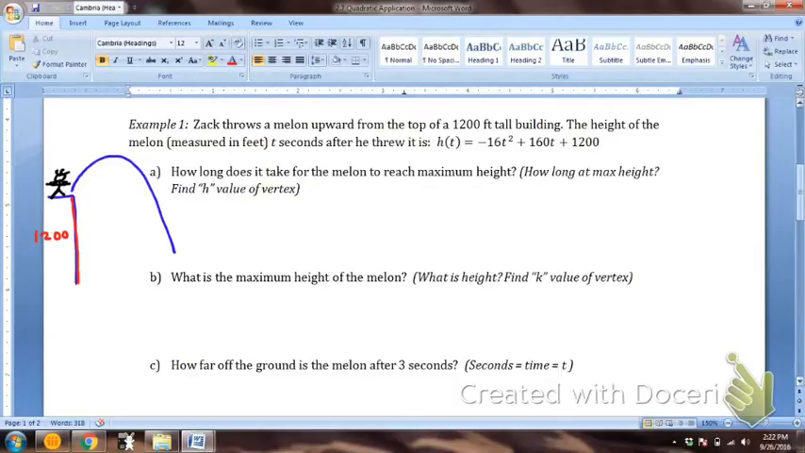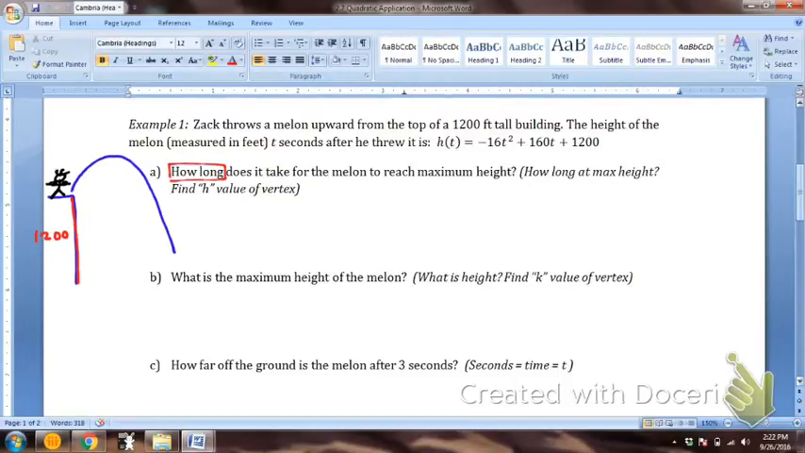So it says, how long does it take for the melon to reach maximum height? The first thing to do with story problems, because students always say story problems are the thing that drive them crazy and we don't know how to figure them out. So look at the first two words here. Please do not be working ahead. I see some pencils moving. You should not be working ahead.